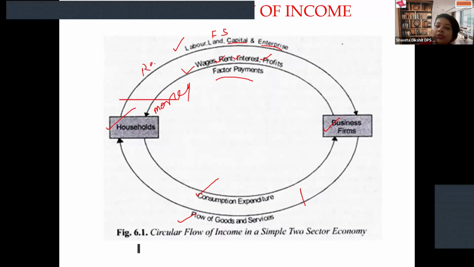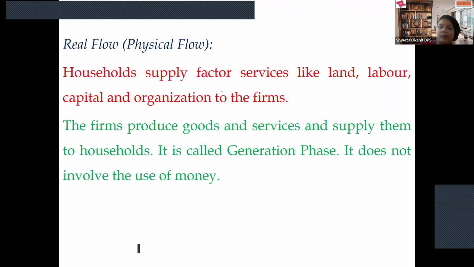Fine. So you need to remember that when you are writing or speaking about the circular flow of income, you need to talk about both of them. That means the real and the money flow at the same time. Irrespective of whether you have been asked or not, you have to make it, as I have explained it to you.